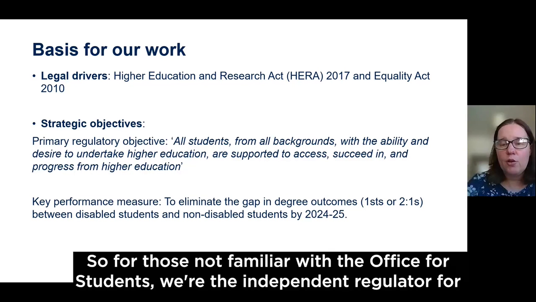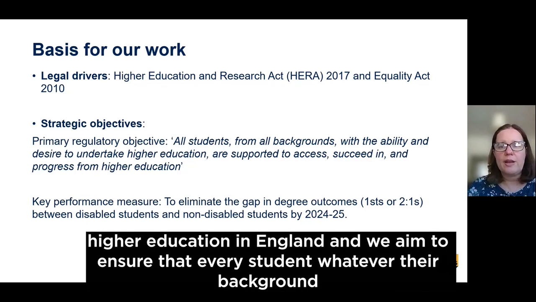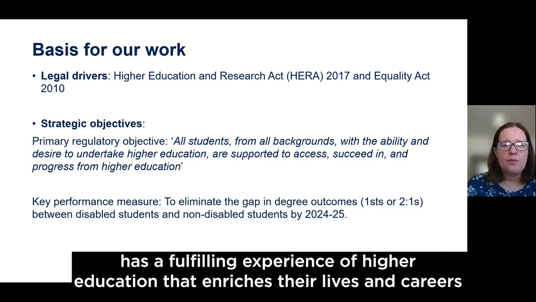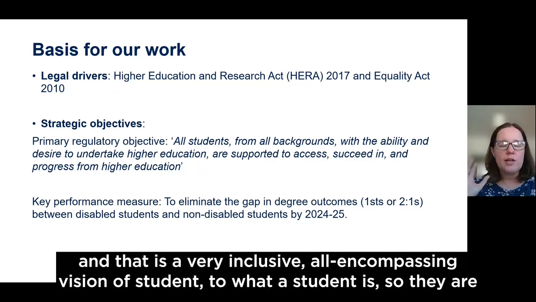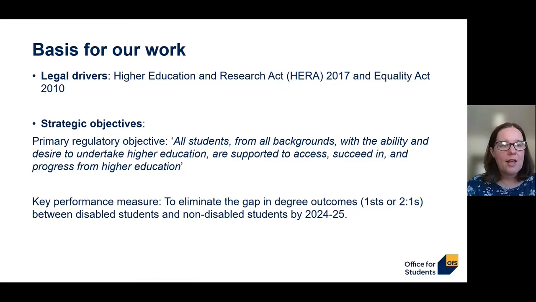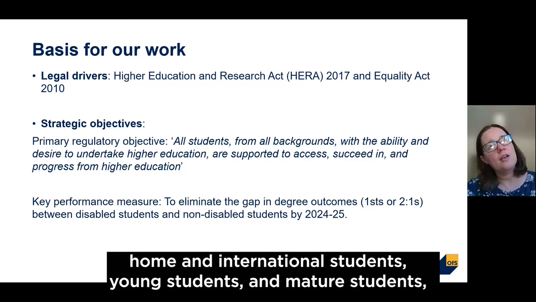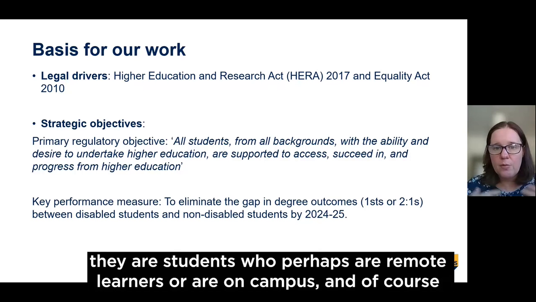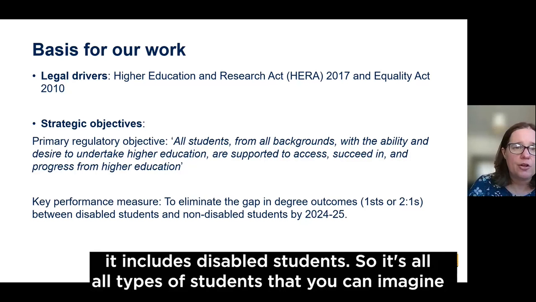So for those not familiar with the Office for Students, we're the independent regulator for higher education in England, and we aim to ensure that every student, whatever their background, has a fulfilling experience of higher education that enriches their lives and careers. And that is a very inclusive, all-encompassing vision of what a student is. So they are home and international students, young students and mature students. They are students who perhaps are remote learners or are on campus. And of course, it includes disabled students. So it's all types of students that you can imagine.